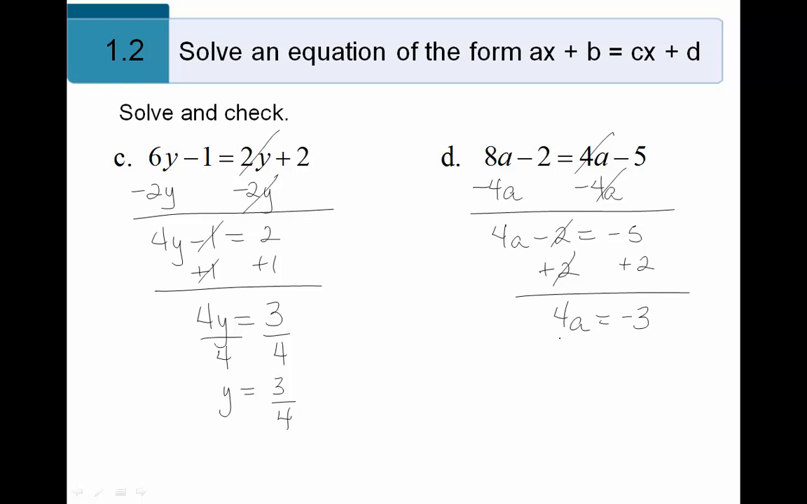The fourth step is to remove the coefficient, and to do that, we'll divide both sides by 4, and that gives us a equals negative 3/4.